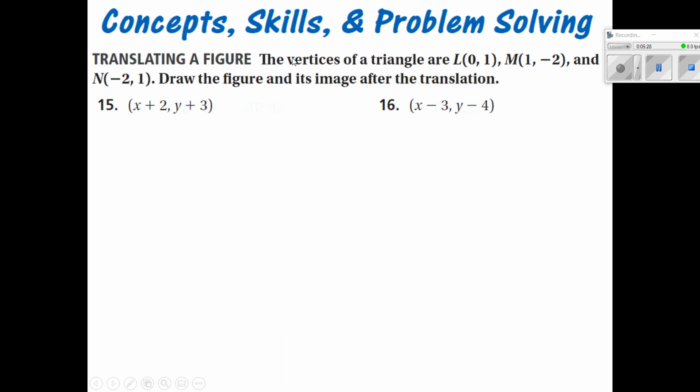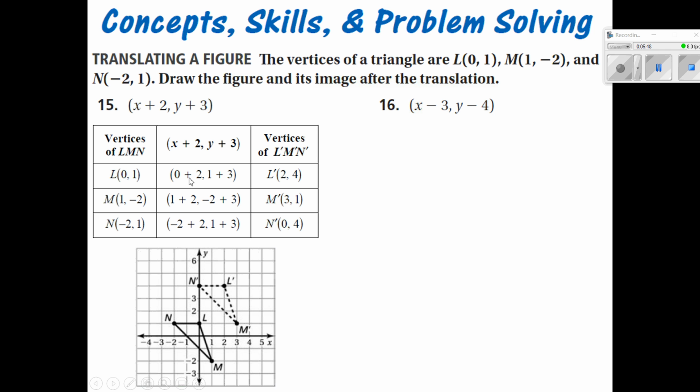Now 15 says the vertices of a triangle are L, which is (0, 1), M, which is (1, -2), and N, which is (-2, 1). Draw the figure and its image after translation. They're saying x plus 2. In other words, x is going to be adding 2, and y is plus 3.